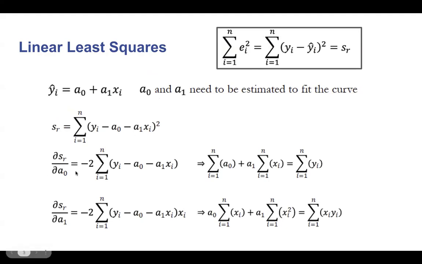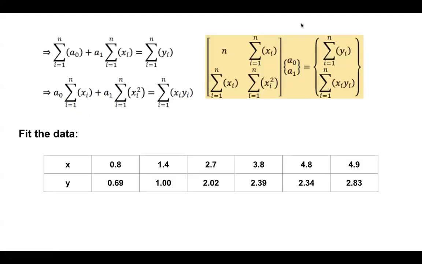And then you take the derivative with respect to the unknowns. So that is derivative with respect to A0 and derivative with respect to A1. We'll end up getting a matrix equation like this. And you can use Ax is equal to B, then x is equal to inverse of A multiplied by B. Okay, so that's how we find it out.